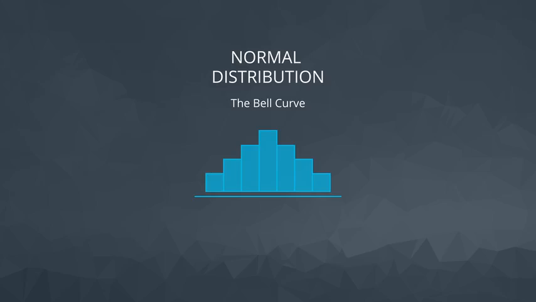Symmetric distributions, like this one, have a mean that's equal to the median, which also equals the mode. Each of these measures sits here in the center. The mode is essentially the tallest bar in our histogram.